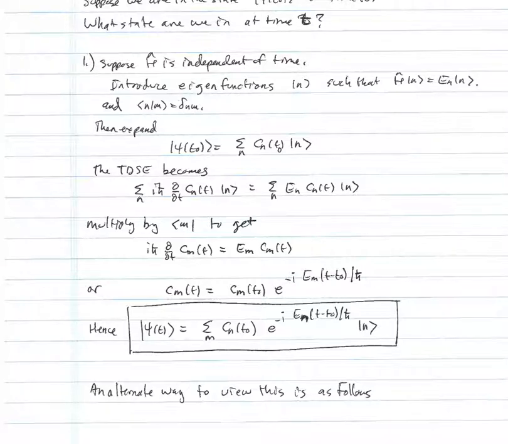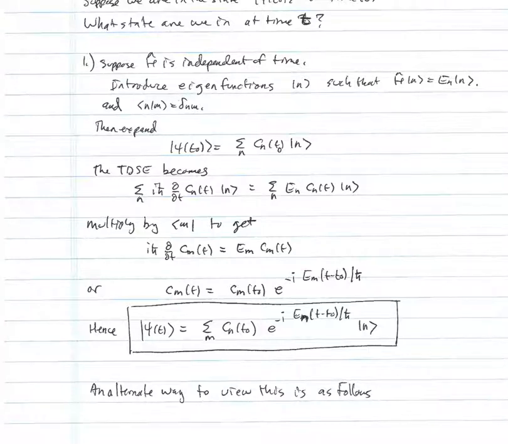And now to get an equation that we can work with, we're going to multiply on the left with the bra m. So using the orthonormality, the bra m touches the ket n and gives me a delta mn. That means only one term is left on the sum on the left-hand side. That term is i h-bar d by dt Cm of t. And that is, of course, equal to the one term that is left on the right-hand side, which is Em Cm of t.